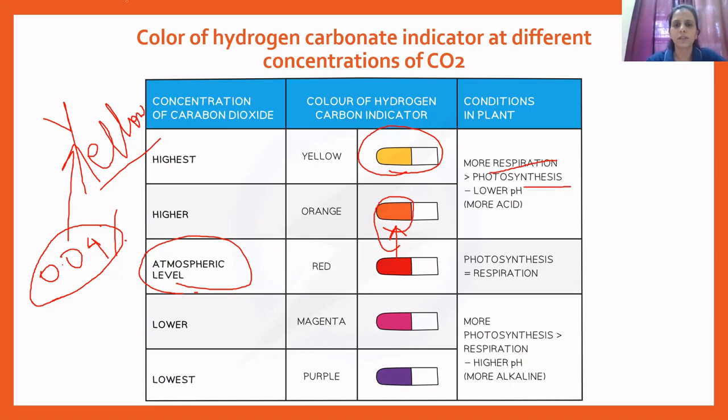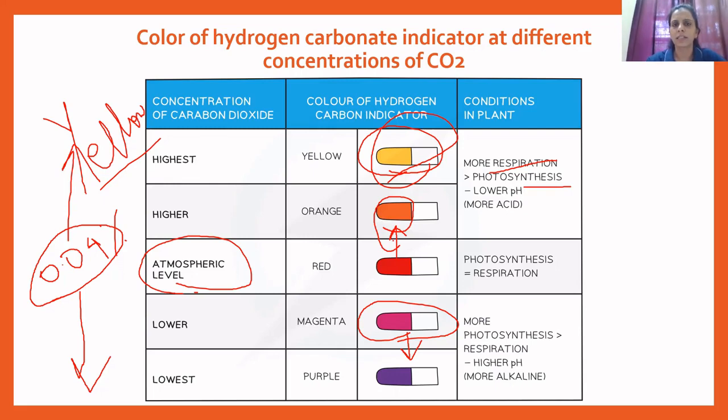The indicator's color will change to yellow, as shown here in the table. If the carbon dioxide concentration in the water around an aquatic plant goes below atmospheric level, what will happen? The color of the hydrogen carbonate indicator will change to magenta. First it will change to magenta and then finally to purple.